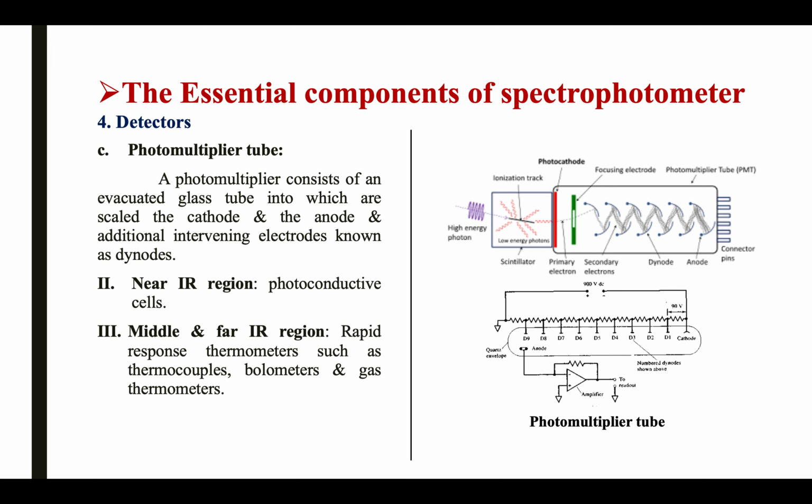These electrons in turn are accelerated towards dynode 2, which is 90 volts more positive than dynode 1. Again, several electrons are emitted for each electron that strikes the surface. By the time this process has been repeated 9 times, 10 to the power 6 to 10 to the power 7 electrons have been formed for each incident photon. So that many times your signal gets multiplied.